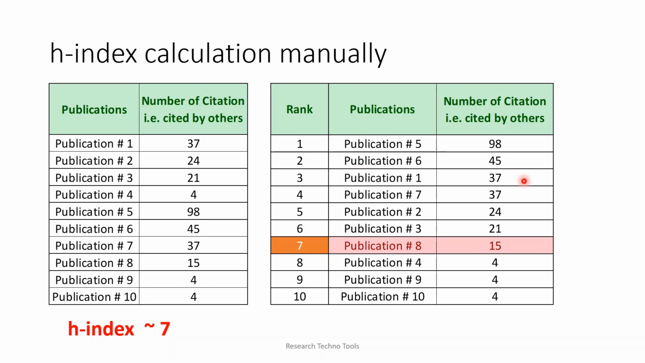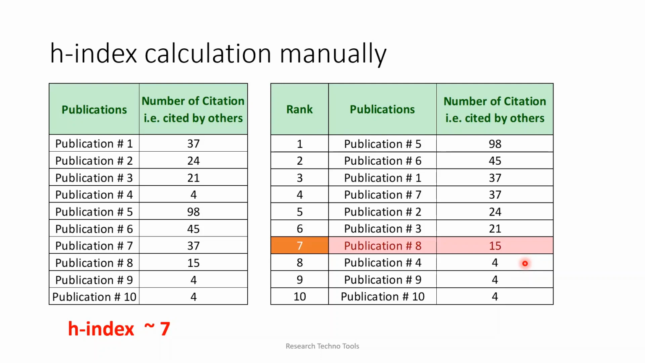The definition of the H index says that at least h citations should be there for any h papers. Here the 7th publication has 15 citations, which is more than 7. And if we go to the 8th position, it has only 4 citations, which is less than 8. So the citation count decides the H factor. Here the H index will be 7. Why 7? Since the number of citations for the 7th ranked publication is more than 7, and the 8th position has only 4 citations. This was calculated manually.